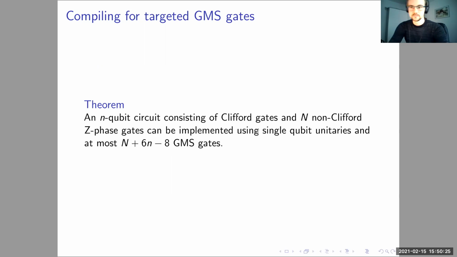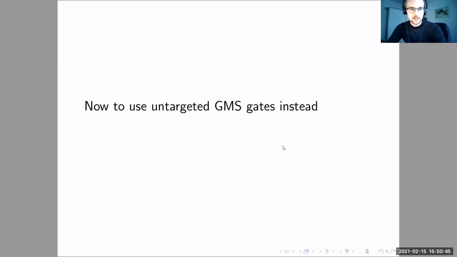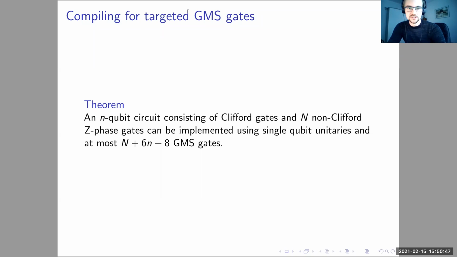of qubits. Okay. So this is pretty cool because naively, your circuit would contain CNOT gates, and these CNOT gates can scale a lot because per non-Clifford gate you can have many CNOT gates. So this is quite a bit of an improvement that you can make if you have just access to CNOT gates. Okay, so this is all for targeted GMS gates, right?